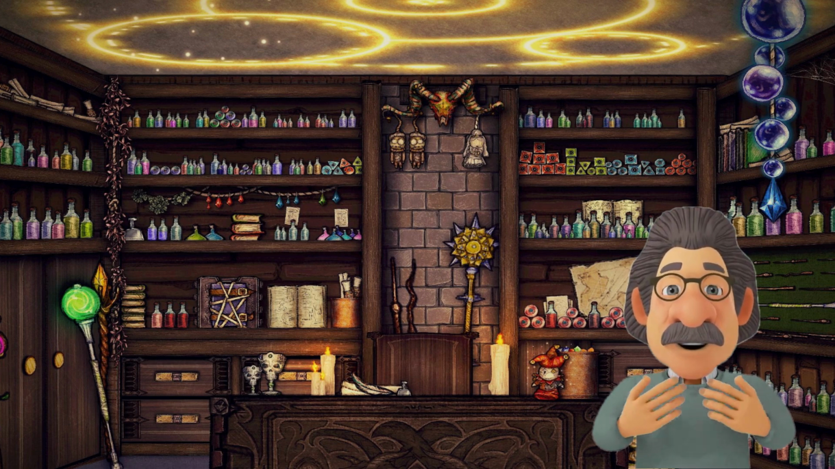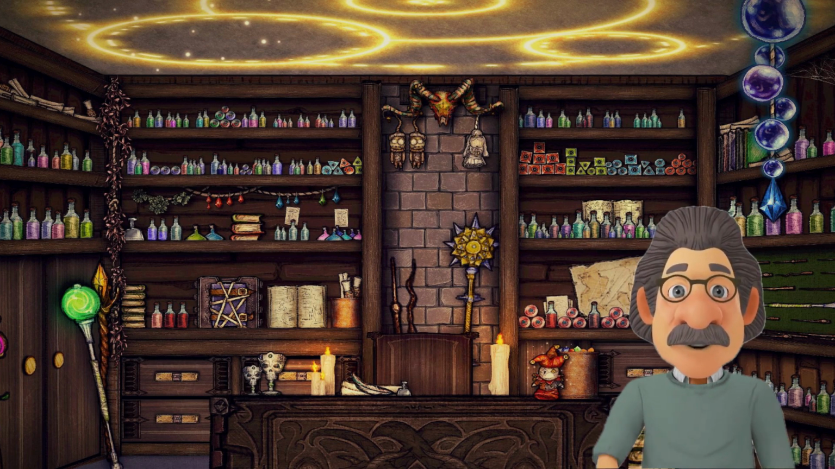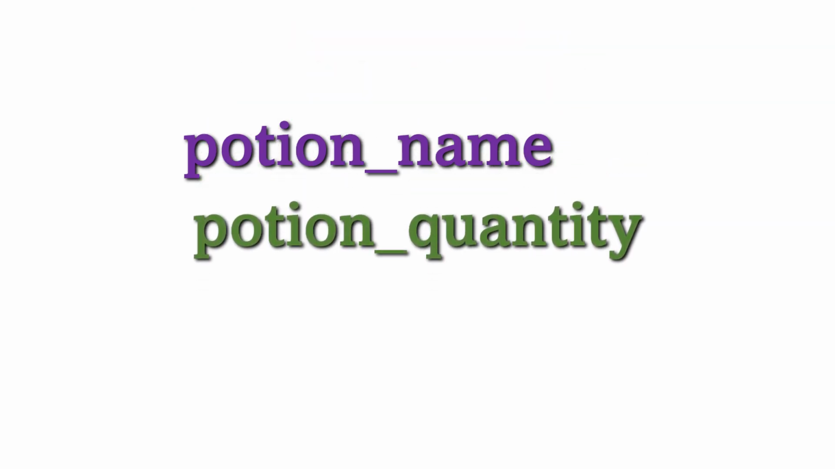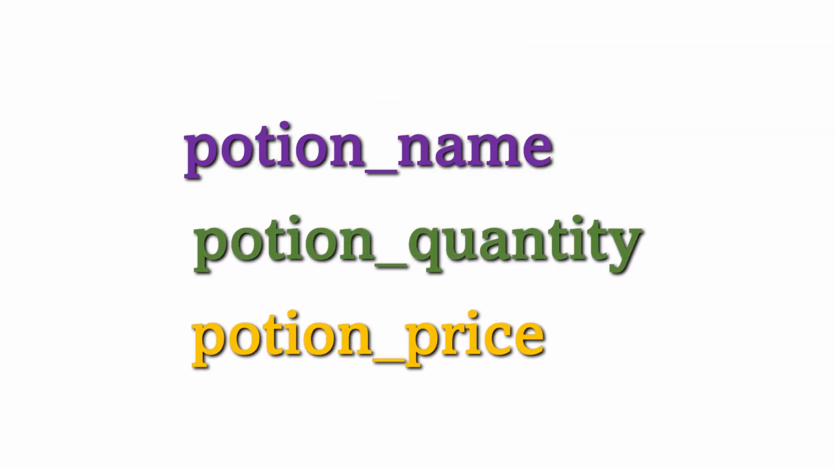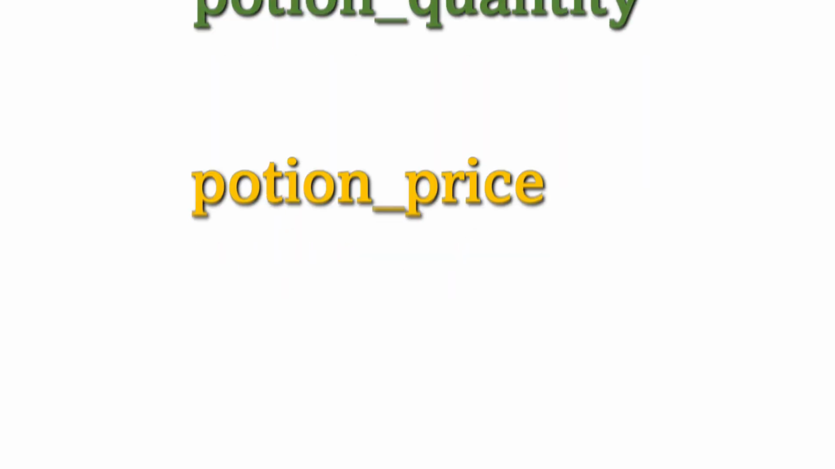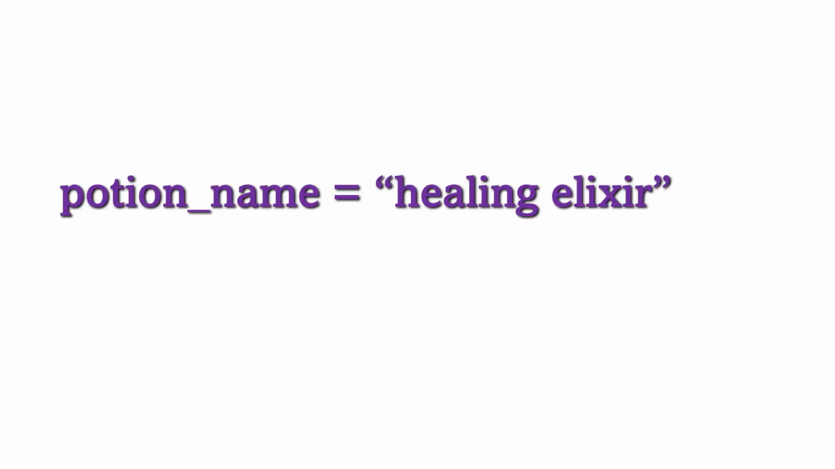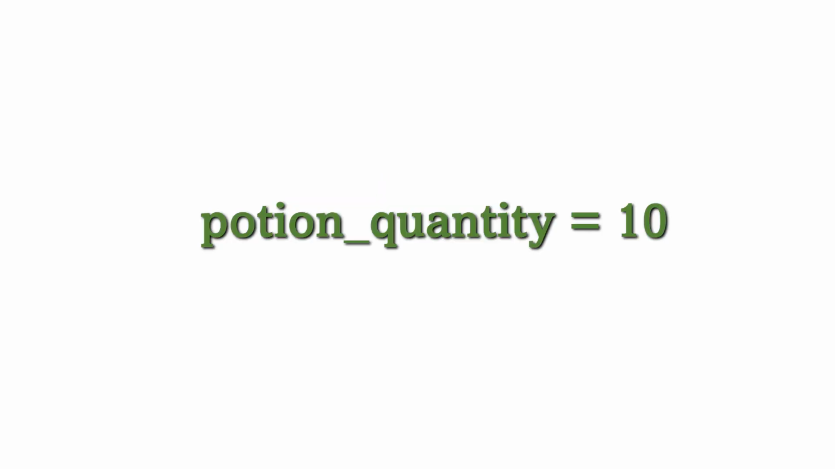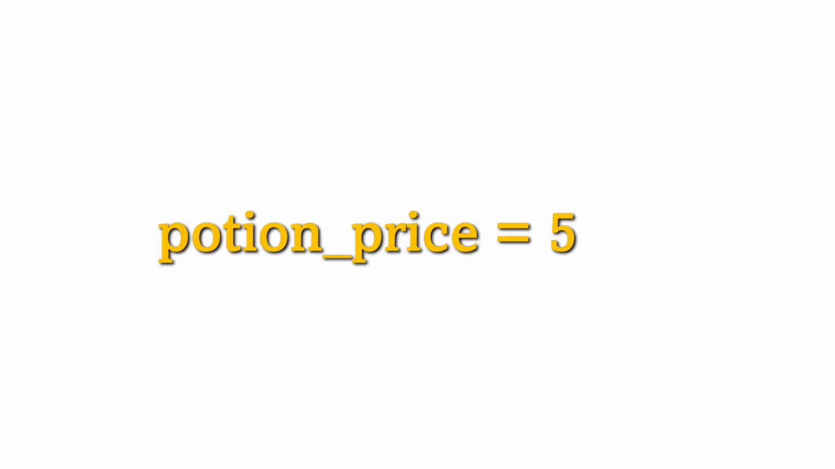To represent this information in her program, Alice decided to use variables. She created a variable called potion name to store the name of a potion, potion quantity to hold the number of bottles available, and potion price to store the price of each bottle. These variables acted as placeholders for the potion data. As the program executed, Alice assigned specific values to the variables. For instance, she set potion name to healing elixir, potion quantity to 10, and potion price to 5 gold coins.